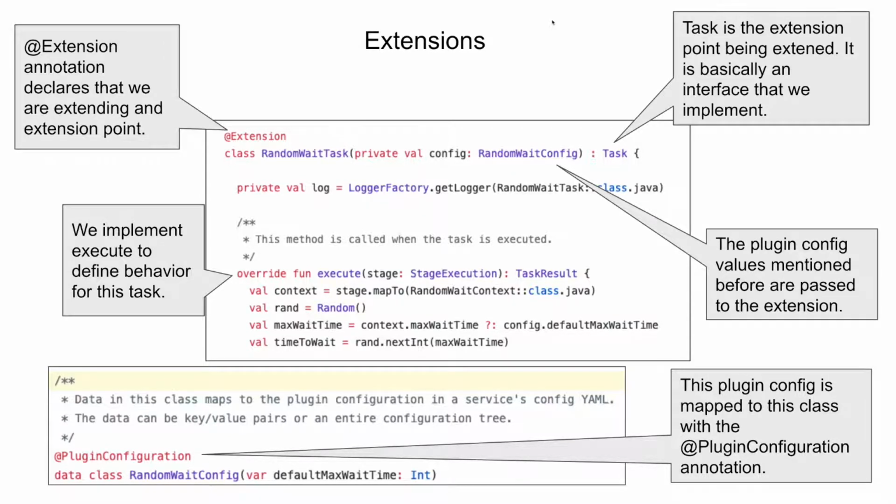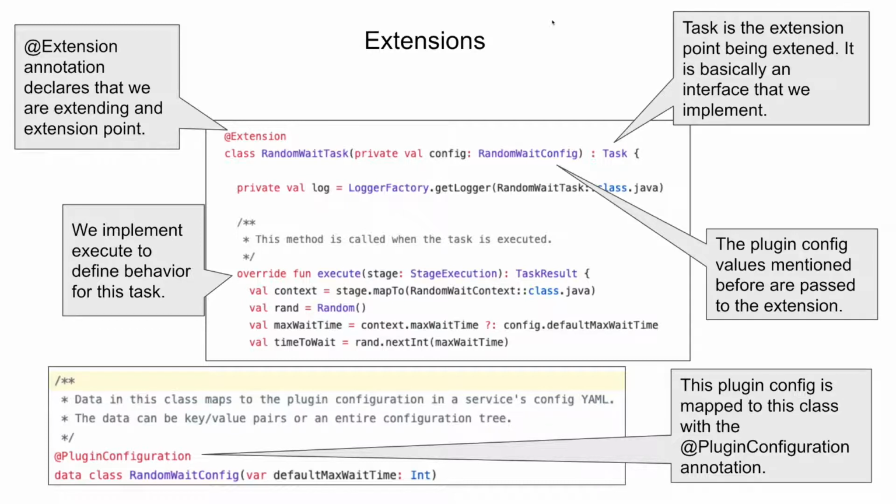This shows our task extension. So a few things to call out here are our use of the extension annotation that lets us know that we're extending an extension point. Over on the right, you can see that we're extending task, which is an extension point. We'll look at that in a second, but it's basically just a Java interface. And then task has an execute method that we implement, and that defines the behavior for this task.